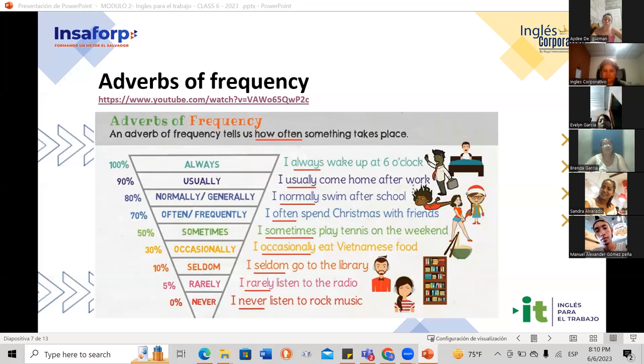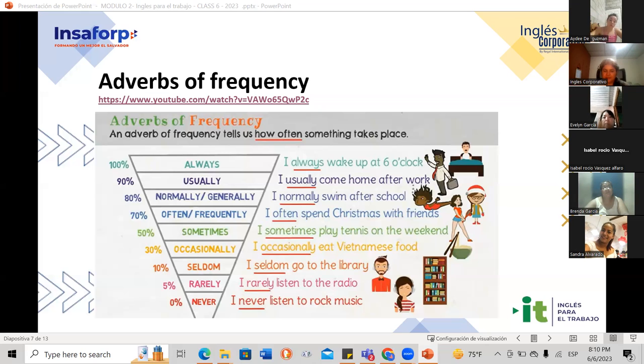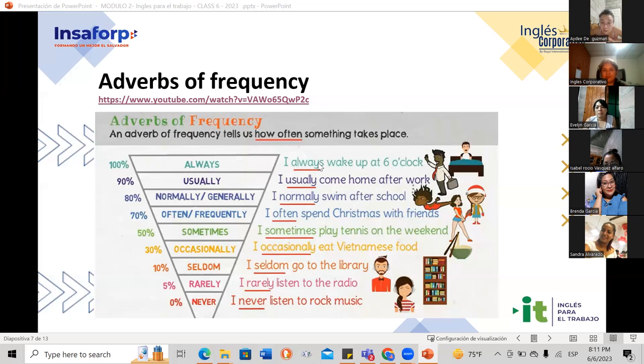Ready, guys? ¿Terminaron? Did you finish? Yes. Very good. Who wants to read this? Okay. Quiero que me lean todas las oraciones. Just to listen to your pronunciation, how you read the adverbs of frequency. Y vean dónde va ubicado en la oración. Okay. Siempre va antes del verbo, después del sujeto o pronombre.